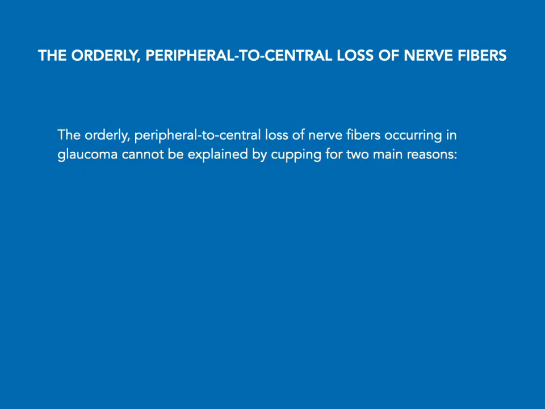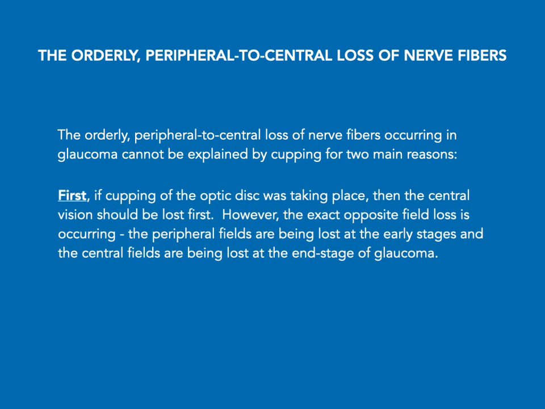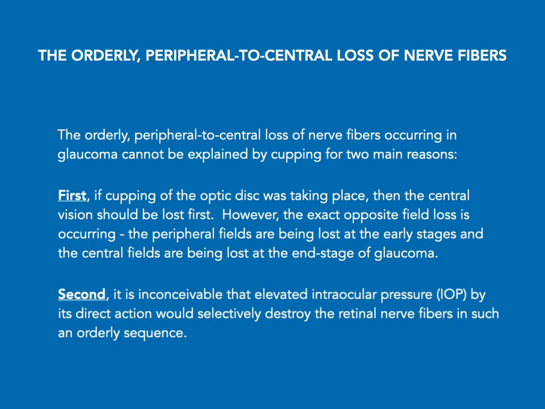The orderly peripheral central loss of nerve fibers occurring in glaucoma cannot be explained by cupping for two main reasons. First, if cupping of the optic disc was taking place, then the central vision should be lost first. However, the exact opposite field loss is occurring. The peripheral fields are being lost at the early stages, and the central fields are being lost at the end stage of glaucoma. Second, it is inconceivable that elevated intraocular pressure, by its direct action, would selectively destroy the retinal nerve fibers in such an orderly sequence.